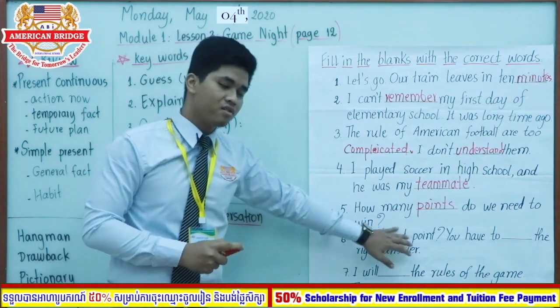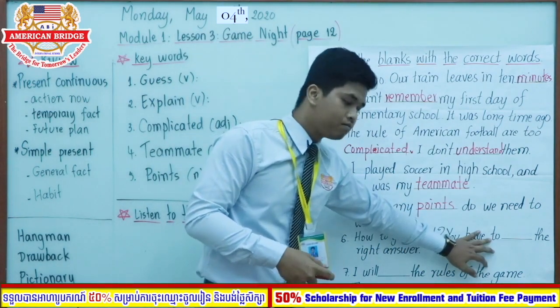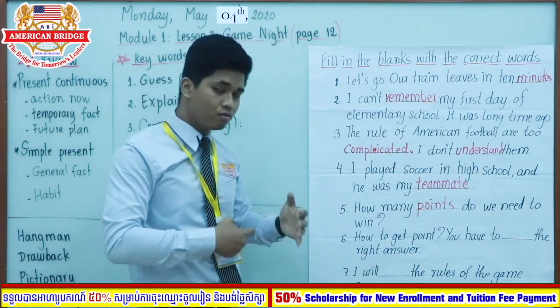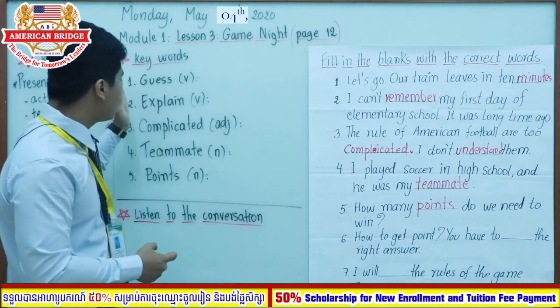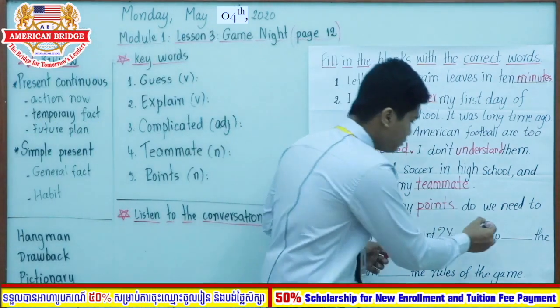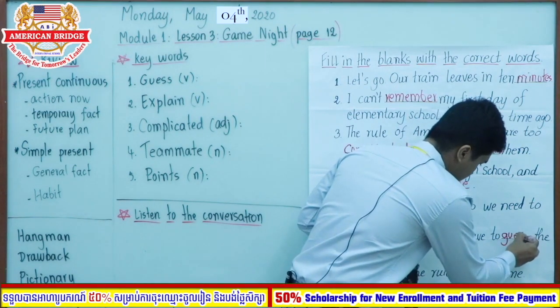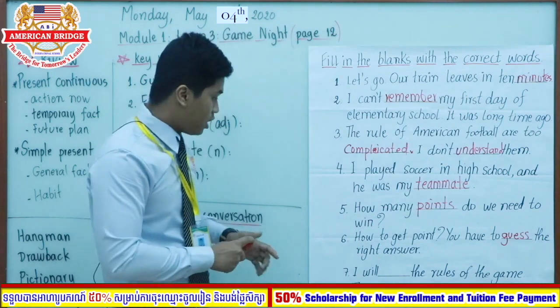Number 6, how to get points? How to get points is a question, and the answer is you have to the right answer. So you have to make, or what is the word that you have studied here, you have to guess. Very good. You have to guess the right answer.